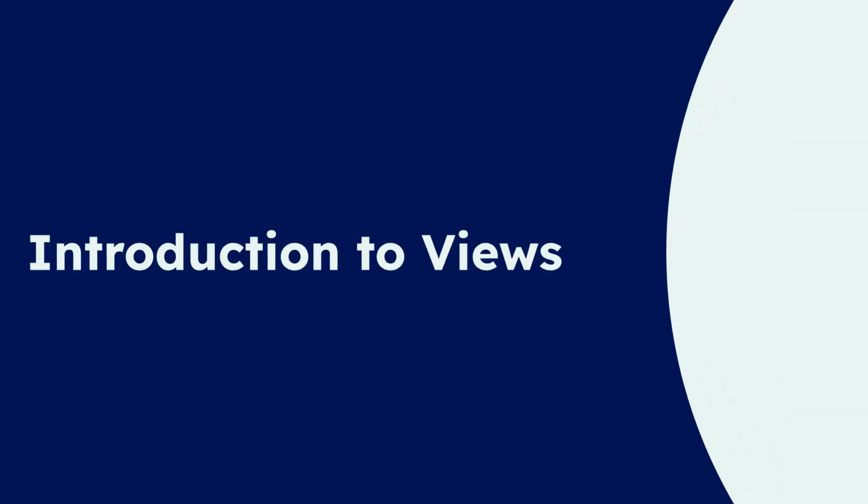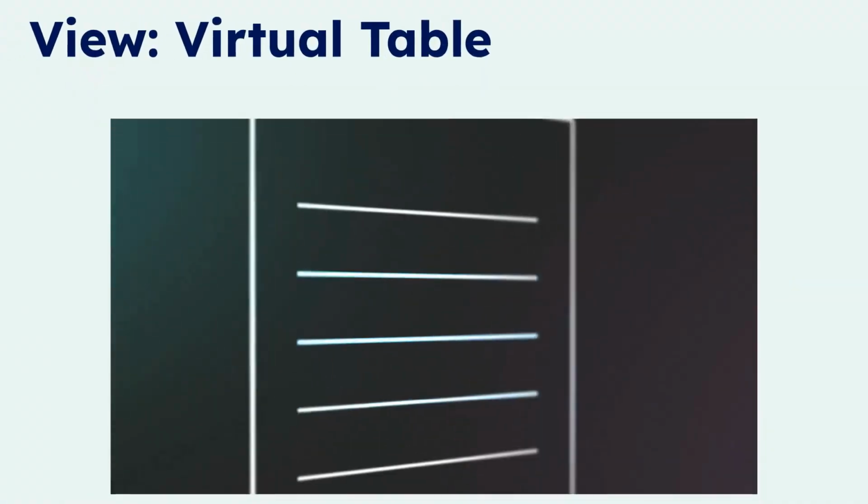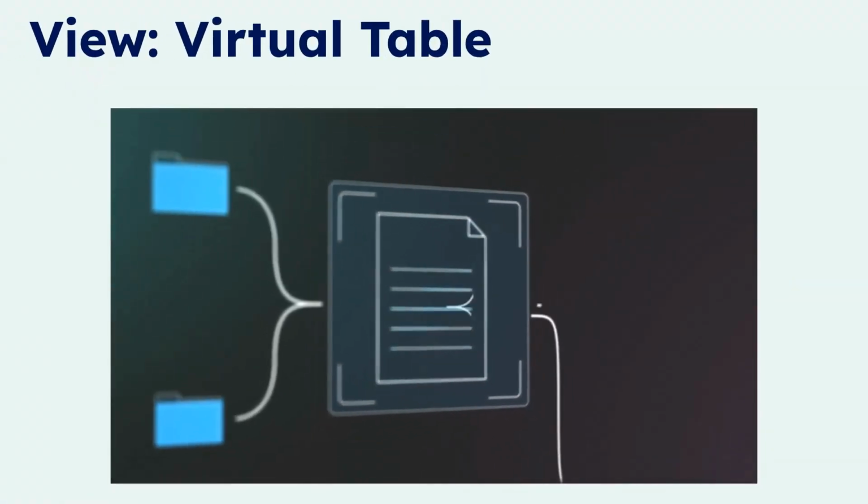In many real-world databases, information is stored across multiple tables. While this structure improves organization, retrieving useful information often requires complex queries that join several tables together. To simplify this process, SQL provides a feature known as a view.